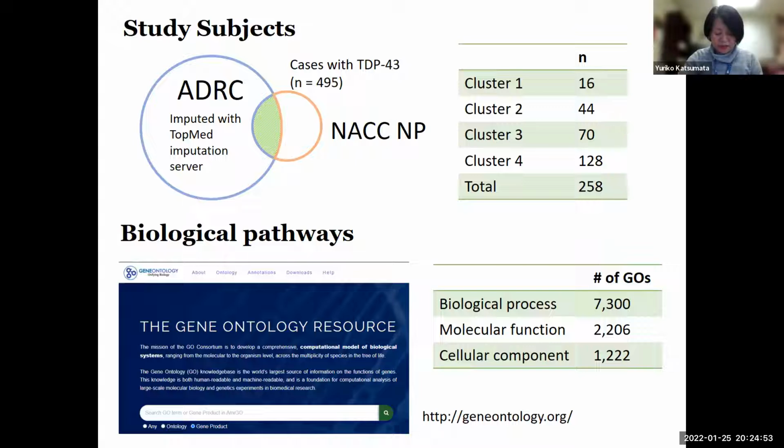We obtained Gene Ontology terms listed for Homo sapiens and mapped genes to each of the GO terms. Of 18,826 GO terms, we extracted 10,728 that were constructed of three or more genes, including 7,300 biological processes, 2,206 molecular functions, and 1,222 cellular components.